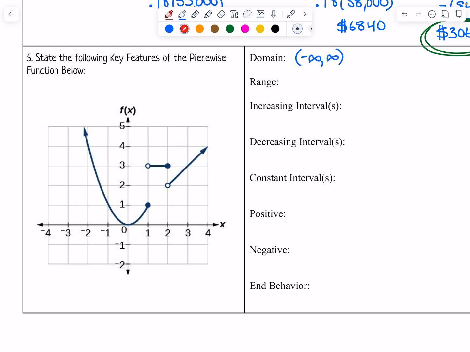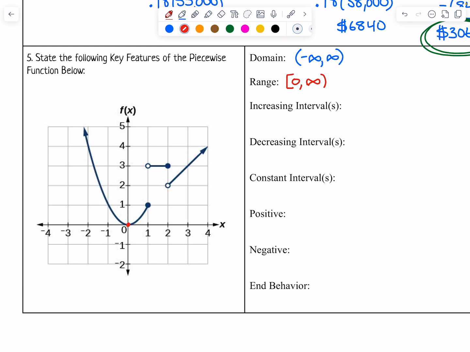The range are the y values, and you start with the lowest y value. I notice this graph is not going down forever. It stops right here, and the lowest y value I see is 0. There's no hole in the graph right there, so we need to put a bracket with 0. I also notice this graph goes up forever over here, and it continues to go up forever over here. So it's going to go to infinity. From 0 to infinity is my range, and I need a bracket with the 0 since it's equal to 0.